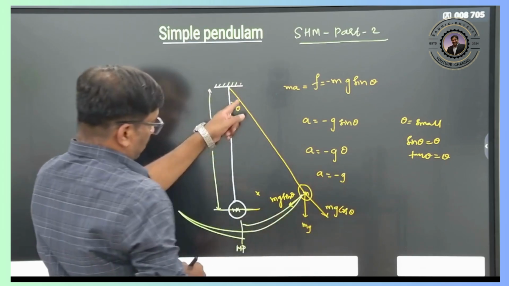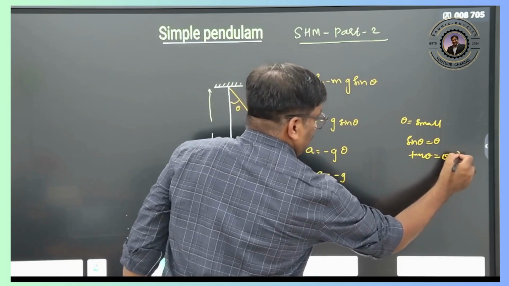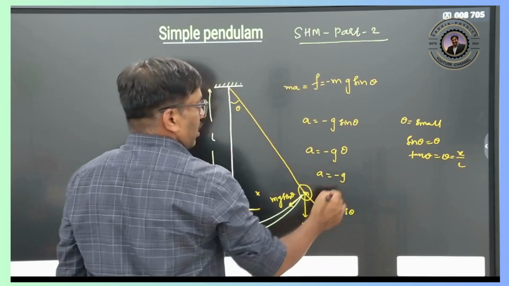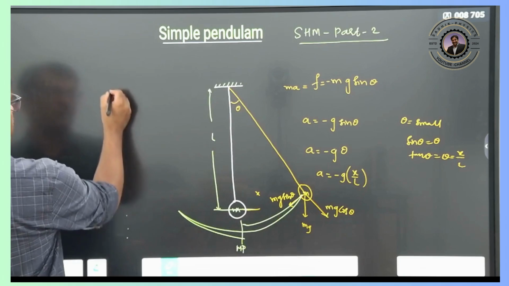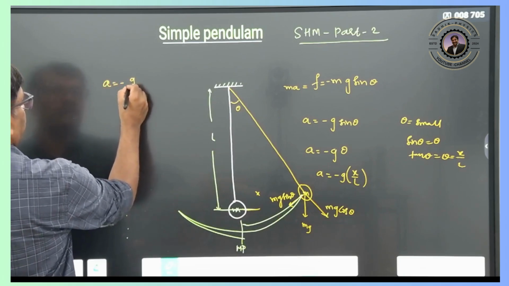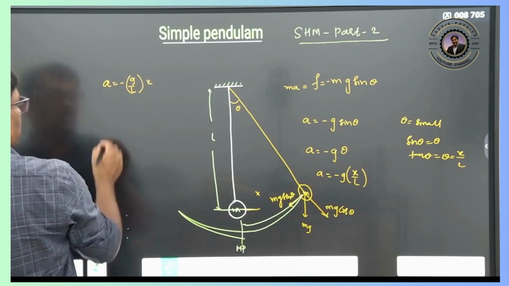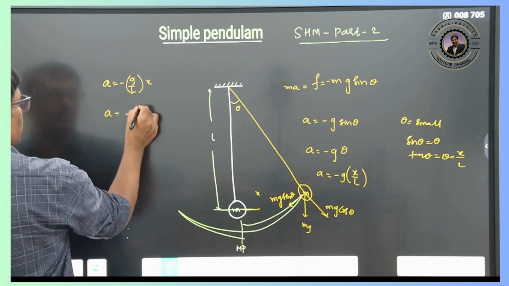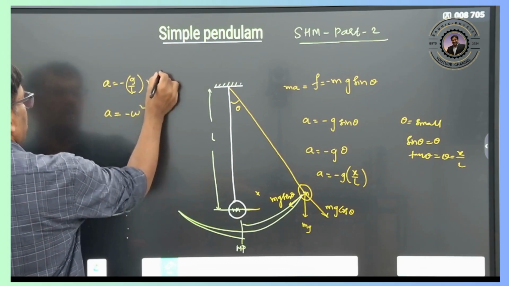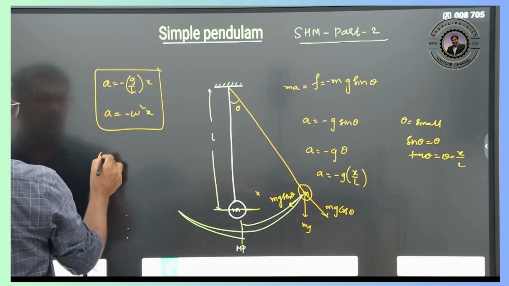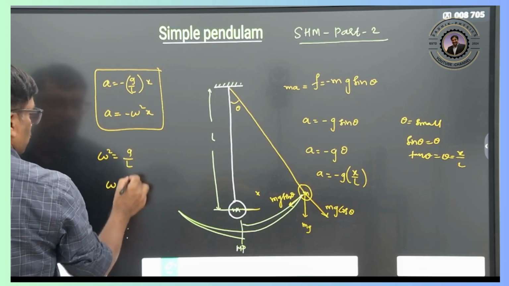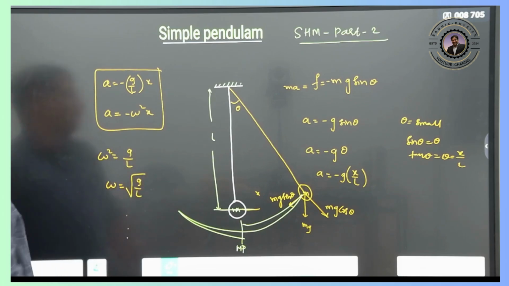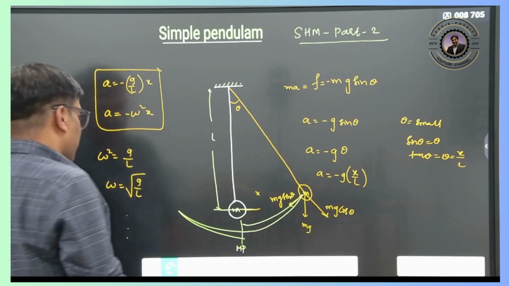Now a is equal to minus g by L into x. We can compare this with simple harmonic motion, a equals minus omega square into x. Therefore omega square is equal to g by L, and omega is equal to square root of g by L. Clear?